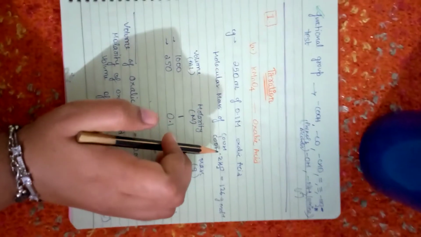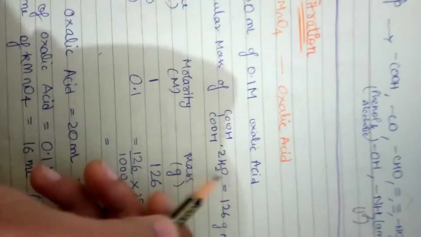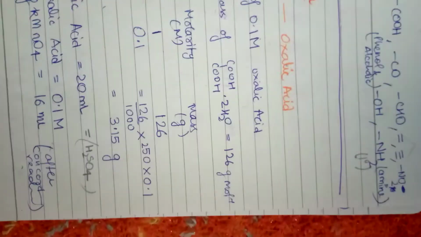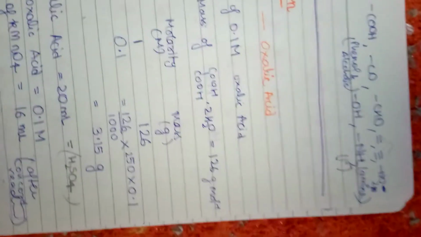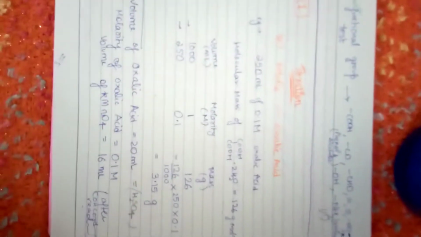Now we come to the oxalic acid. What is the molecular mass of oxalic acid? You know the formula of oxalic acid is this. So calculating the molecular masses of each element in this, we come to know that the molecular mass of oxalic acid is 126 gram per mole. And you might learn it because it is repeated many times in your practical, so you might want to learn it for the reduction of time and a good impression of the practical on your external examiner.